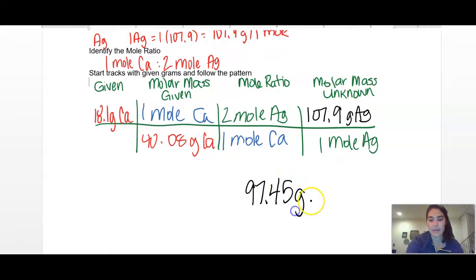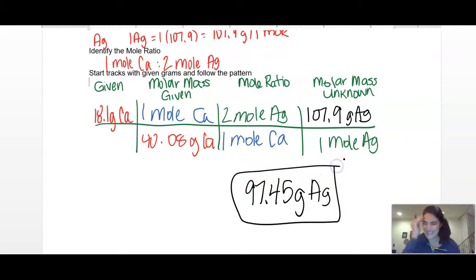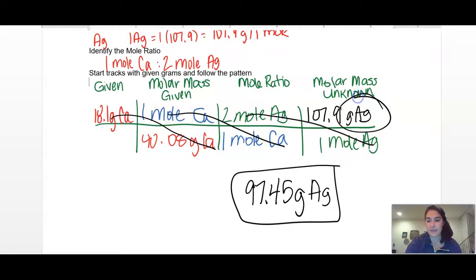So 97.45 grams of silver. And if you find yourself being like, wait, what was the unit? Remember, you can figure it out. Grams canceled, moles canceled, moles canceled, left with grams of silver. It's right there in the train tracks. So that's why I like to include everything in my train tracks as I'm going through, because not only does it help keep me organized, not only does it make sure I put things in the right place, it also tells me what my unit is in the end. Okay, so there we go. So that was your homework problem.